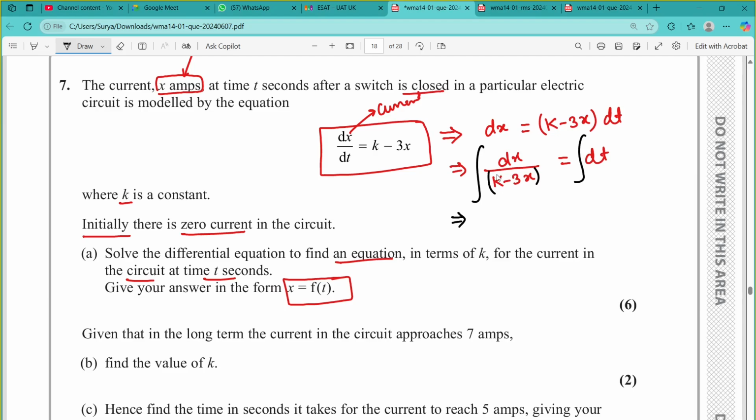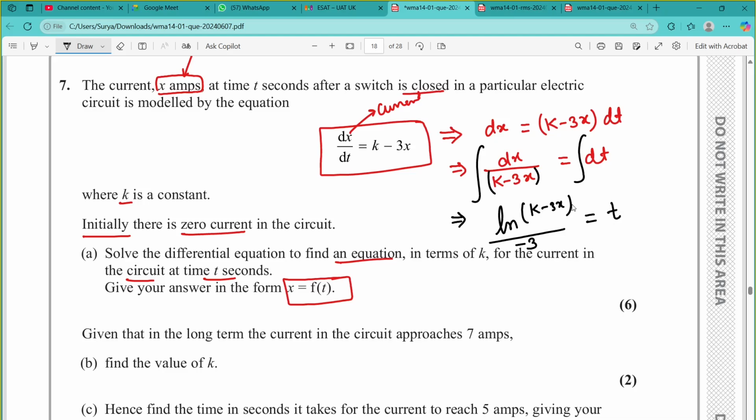Do you know the integration of dx upon (k minus 3x)? Its integration should be ln (k minus 3x) divided by minus 3. Are you getting this, Liana? How have I written this integration? Do you know, this is the linear transformation rule? And the integration of dt should be t, right?